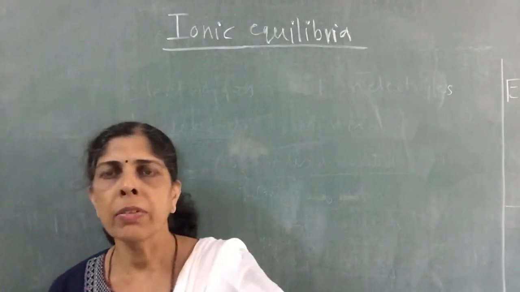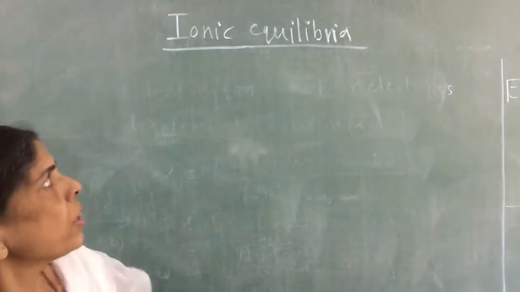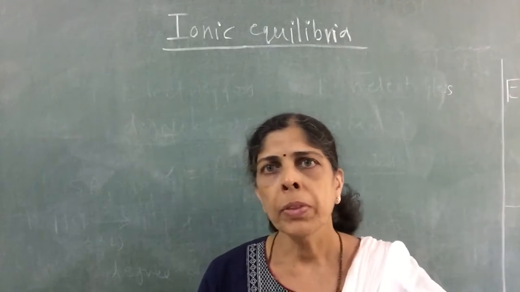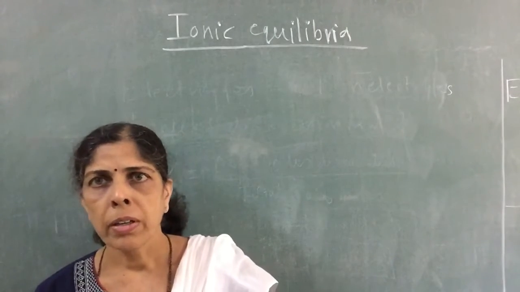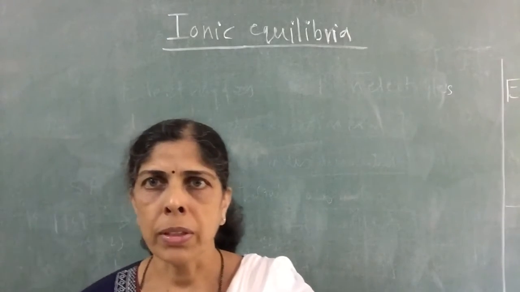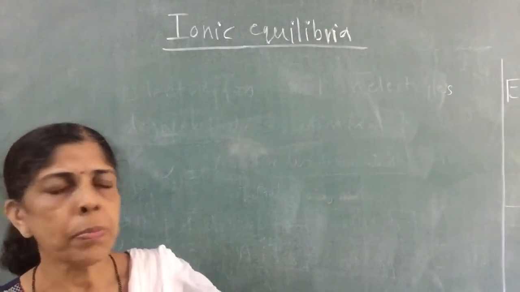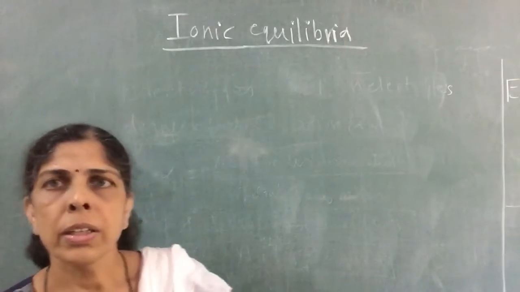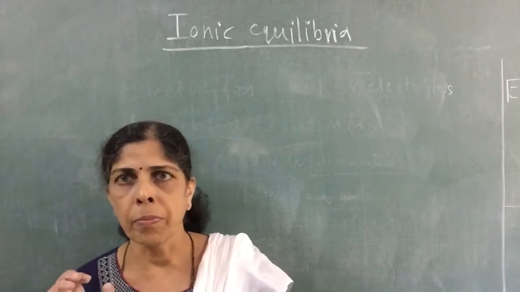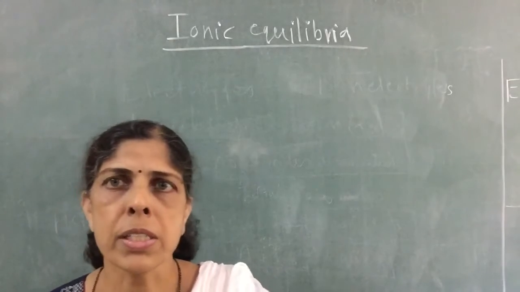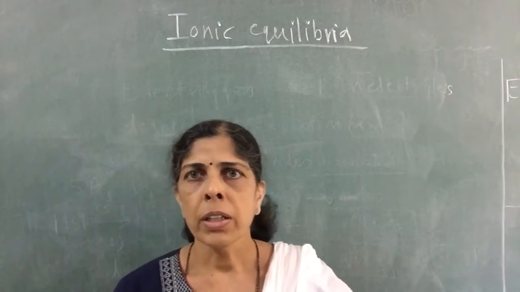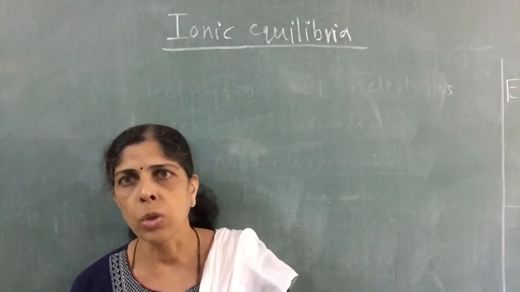Now today we will start with one of the chapters from physical chemistry, that is ionic equilibrium. So what is ionic equilibrium? The equilibrium concept which is applicable for the reactions in which ions are formed. The equilibrium concept which is applicable for the ionic species in solution is nothing but ionic equilibrium.